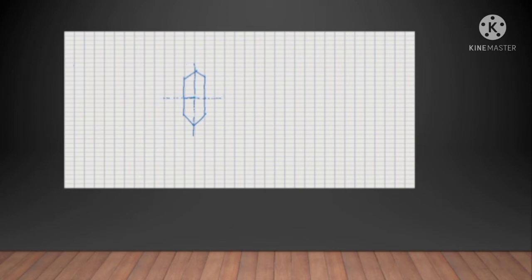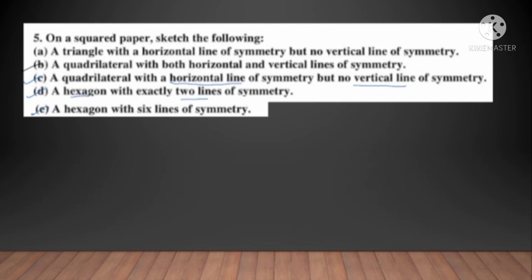Okay, so this is the answer for subdivision D. A hexagon means 6 sides with 2 lines of symmetry. We can fold vertically and we can fold horizontally, so that we will get two equal halves, and moreover they overlap each other. Last subdivision, a hexagon with 6 lines of symmetry. So we have to draw a hexagon with 6 sides with 6 lines of symmetry.